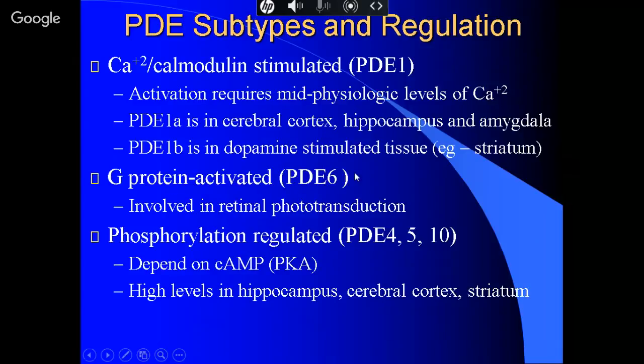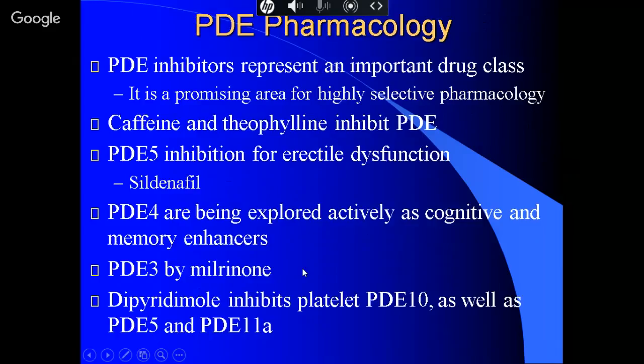You have G protein activated phosphodiesterases, okay? So in other words, this provides a feedback mechanism, and you see that in retinal phototransduction. You want to turn the signal up fast. You have phosphorylation regulated ones. So these are feeding back on themselves. They're phosphorylating themselves.